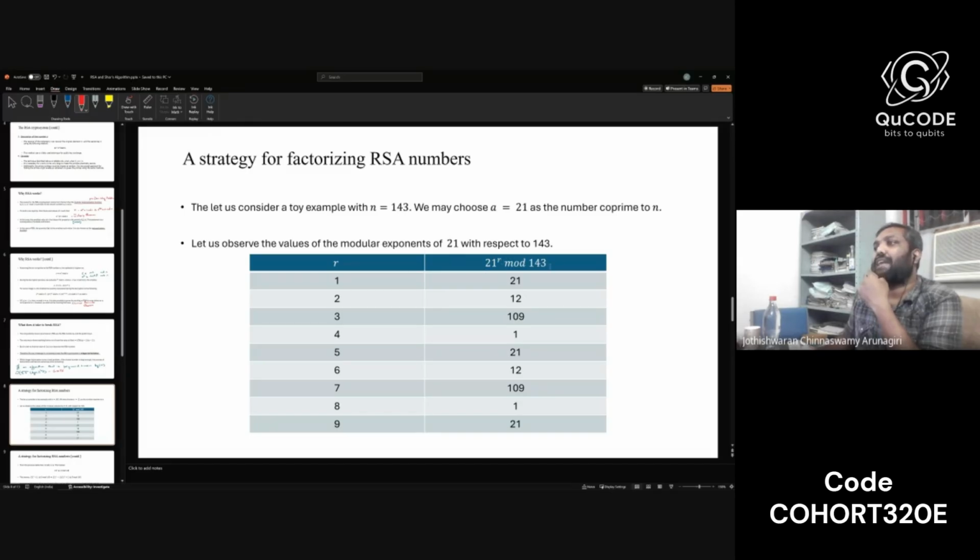Now what I'm doing is I'm calculating the following. For every value of r, I'm calculating 21 to the power r mod 143. So 21 mod 143 is 21 because 21 is less than 143. 21 squared is 441, definitely greater than 143, but the modulus will come out to be 12. Then the cube will give me 109. The fourth power will give me 1. Then I will again begin at 21, 12, 109, and again 1. So this cycle will keep repeating over and over again.